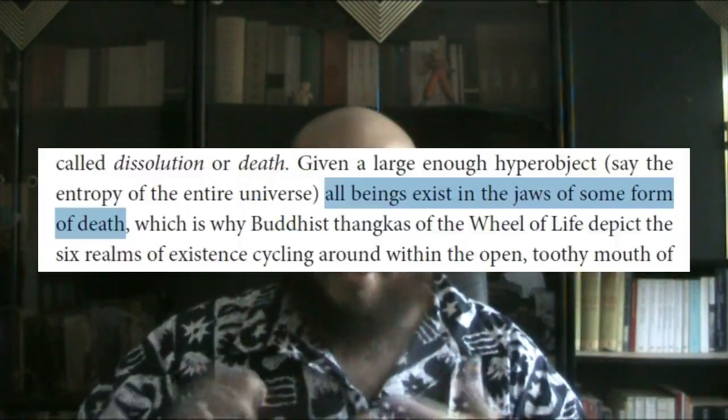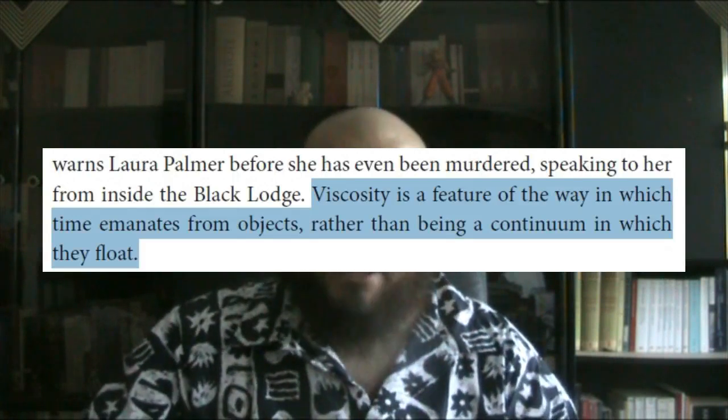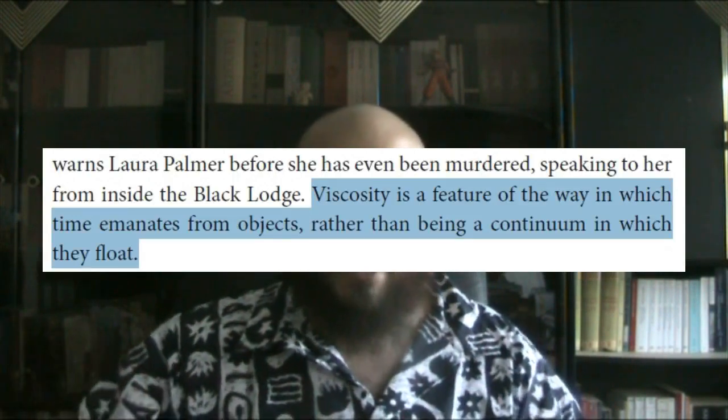And I think this is something true now about the nature of time in physics. Now we don't consider time to be a continuum in which we are present, but rather we, objects, create time. Time is emanating from all beings who, I quote, exist in the jaws of some form of death. And later on he says that viscosity is a feature of the way in which time emanates from objects rather than being a continuum in which they float. So I understand this as when objects are formed, let's say, they emanate time.